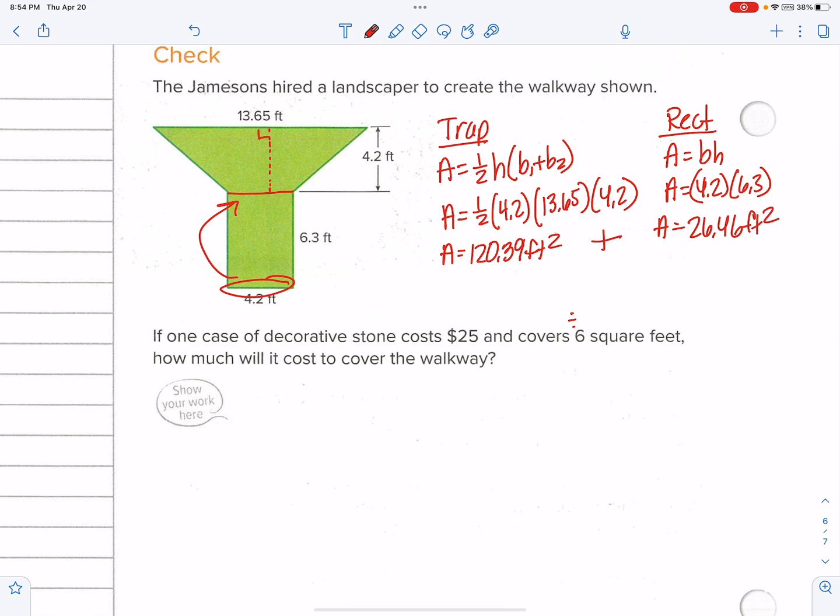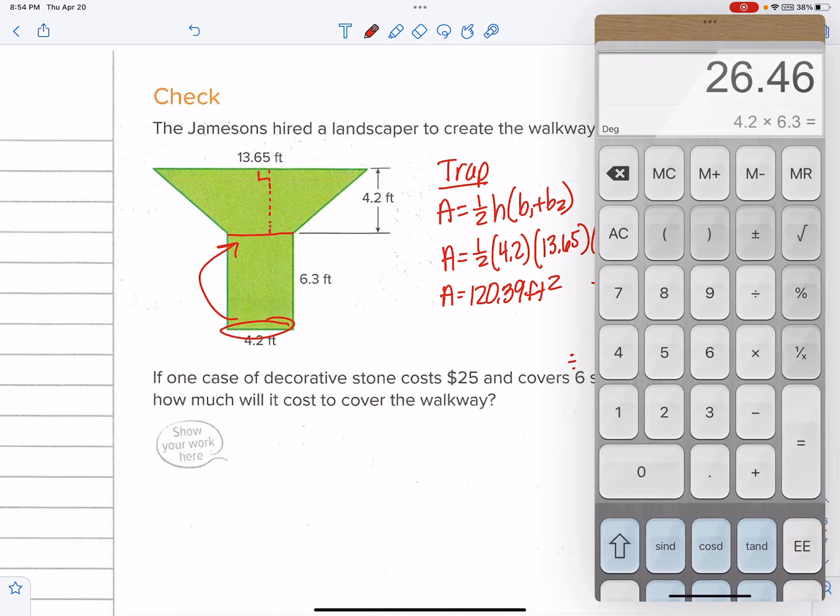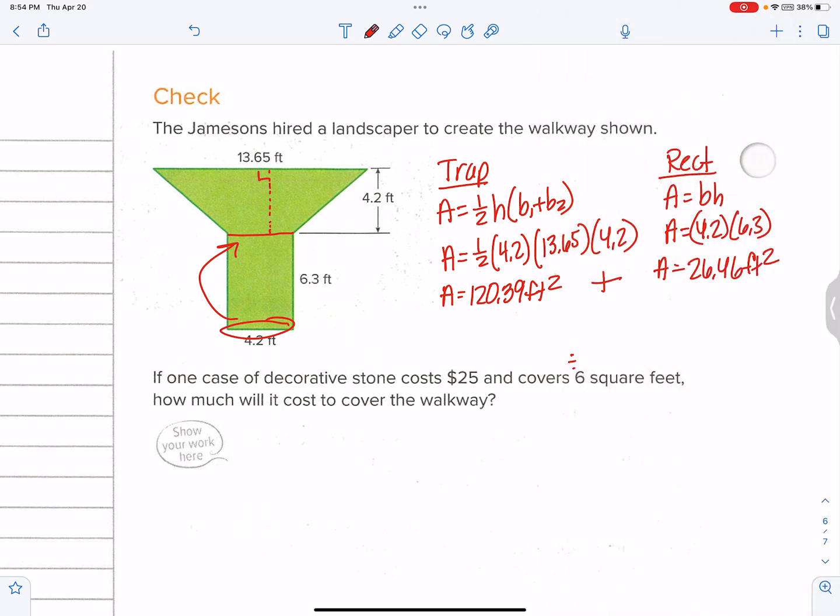All right, let's add up our two areas. So plus 120.39, and we get 146.85. So that's our total area, okay? And that is feet squared, okay?